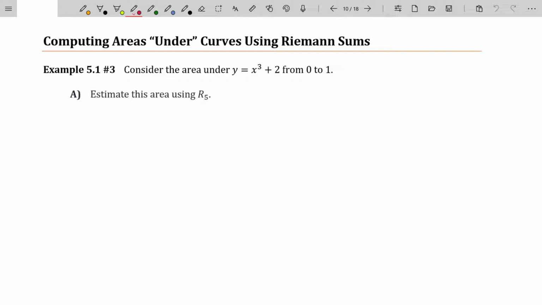So let's go ahead and actually use all the theory we've developed up to this point to compute areas underneath curves. So this is more of the applied style of problem. When you're starting to do homework, this is what you're looking at. So computing areas underneath curves using Riemann sums.